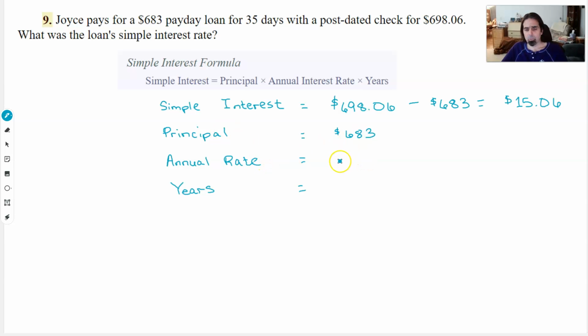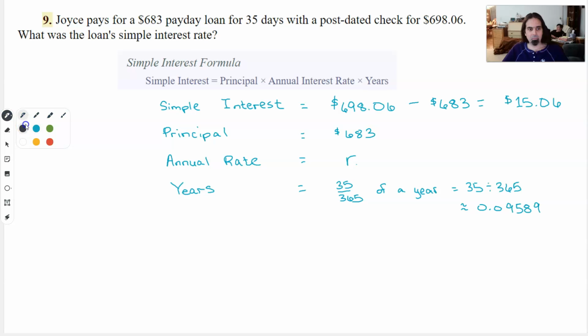The annual rate we don't know. Let's use an R for rate. And the years, it's 35 days. So just like before, 35 over 365. That's her fraction of a year. And if you don't like the fraction bar, then we can make it division. Now we have all of our things. We have our interest, the principal, the rate is a letter, and our years.